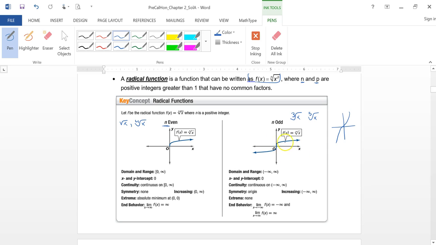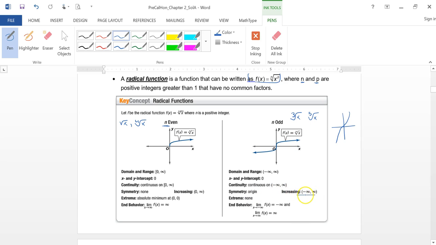So if you look at this, on what domain is it increasing? Where is this increasing? From where to where? From negative infinity to positive infinity. It's increasing all the time.